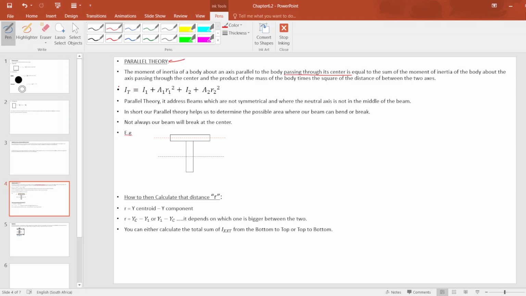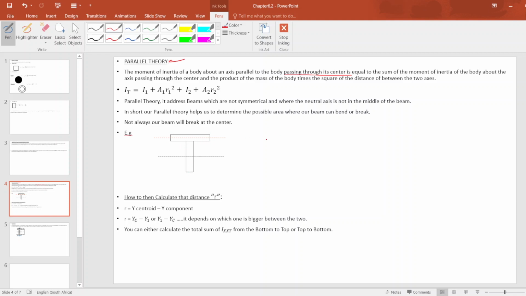Now, from that which we just read above, this is what the parallel theory is saying. It is the sum of the moments of inertia: I1 plus area 1 times R1 squared, where R is the distance, plus I2 plus area 2 times R2 squared. This formula will depend on your beam, on how compounded your beam is. If your beam is compounded and has two units, this one and that one, then it will be I1 for the first part and I2 for the second part.